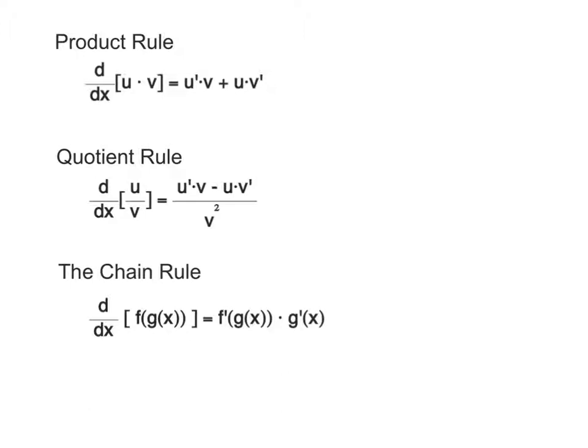Keep in mind, the whole idea of the chain rule is that we're going to take the derivative of the outer function, which in the rule is f, and then multiply it by the derivative of the inner function. Here it's g. That's where the g prime is coming from at the end.